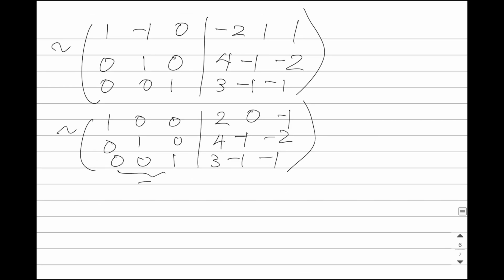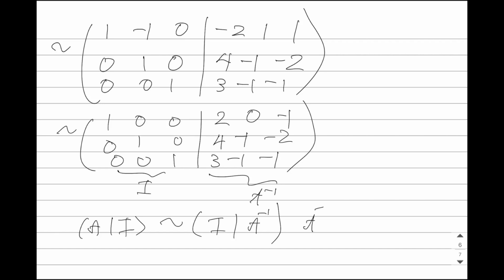So the point of the story is that I finally achieved my goal. I took A augmented with I, and I now reduced it to the identity. The result that I'm left with is the inverse of the matrix A: 2, 0, negative 1, 4, negative 1, 2, 3, negative 1, negative 1.